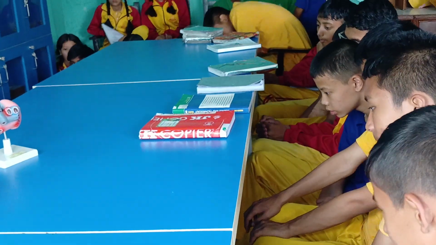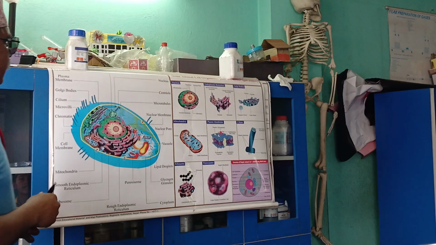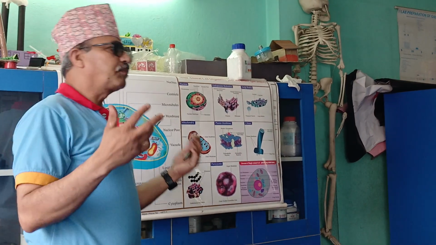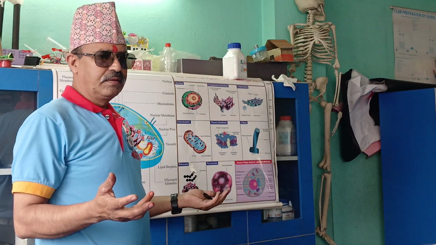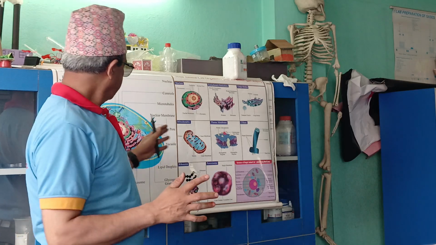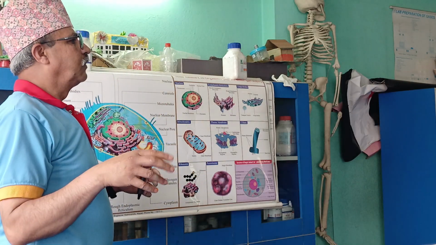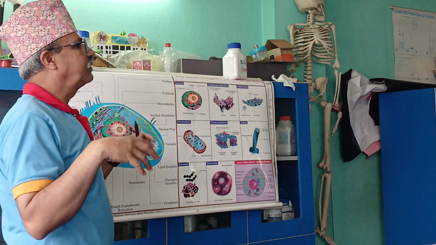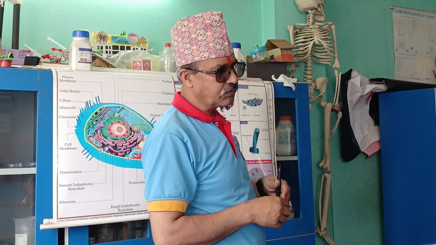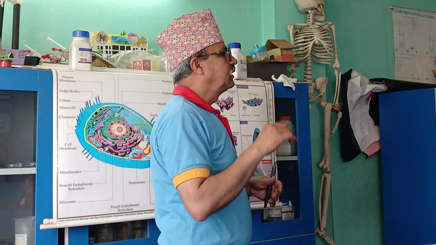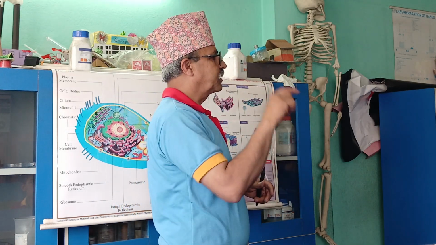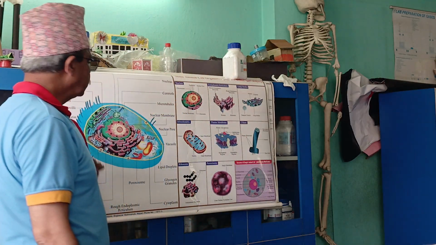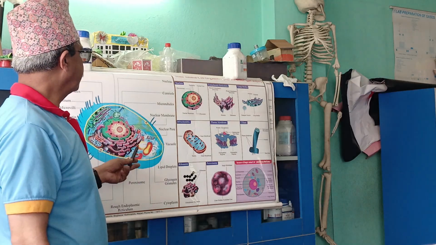So it is an animal cell. How to identify whether it is a plant cell or an animal cell? It's a very simple thing, by looking at the shape. Plant cell is polygonal, maybe pentagonal, hexagonal, etc. And there is presence of cell wall and plastid. But in an animal cell, there is no cell wall. There is a cell membrane.